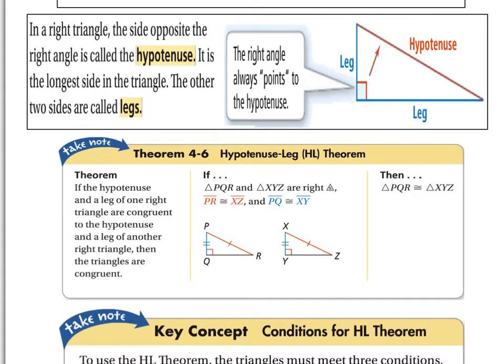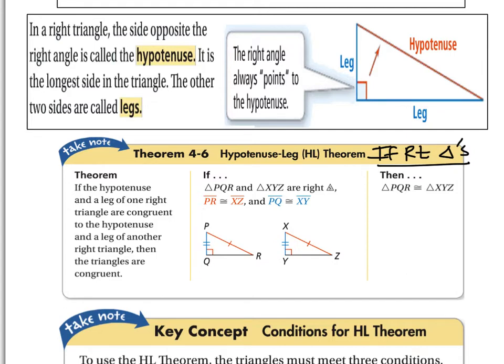which leads me into the hypotenuse leg theorem. Okay, theorem 4.6, the hypotenuse leg theorem. We call it the HL theorem, standing for the hypotenuse and a leg. So, here's what the theorem says. It says, if the hypotenuse and a leg of one right triangle are congruent to the hypotenuse and a leg of another right triangle, then the triangles are congruent. Now, the very important thing here with the hypotenuse leg, you can only use hypotenuse leg if you have right triangles. That's the only time you can use the hypotenuse leg theorem, is if there are right triangles.